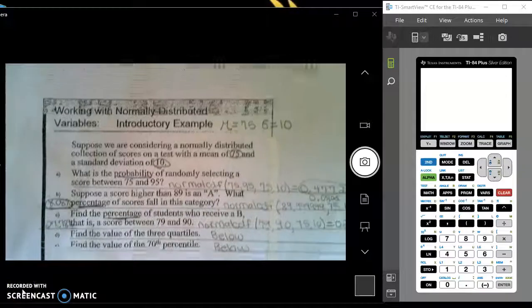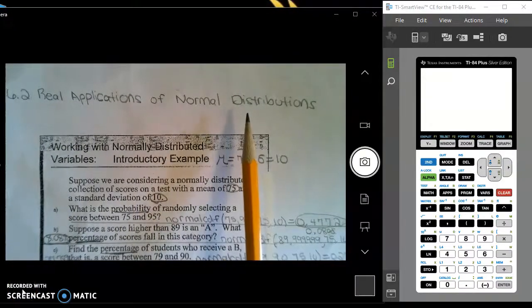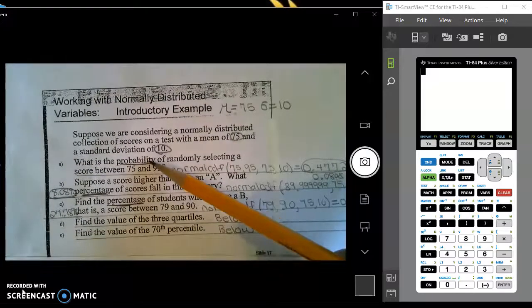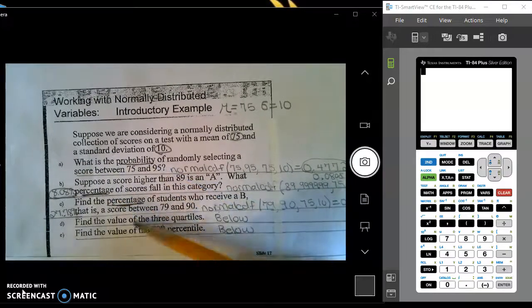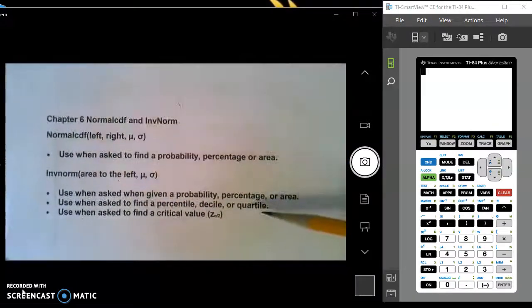Okay, we are going to continue talking about section 6.2. This time we're going to talk about the inverse norm part of this worksheet. A, B, and C say probability of percentage. So that's normal CDF. We're going to work on a couple like this, where they ask for a percentile, quartile, or decile.